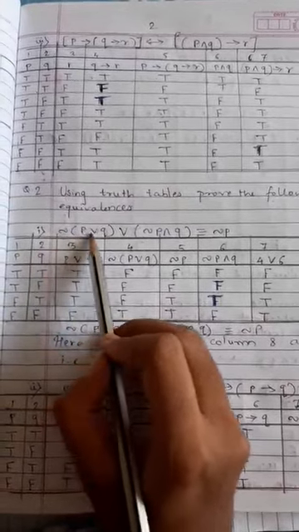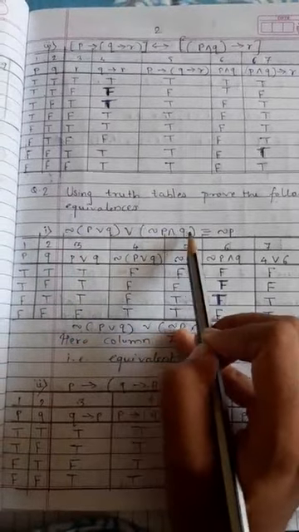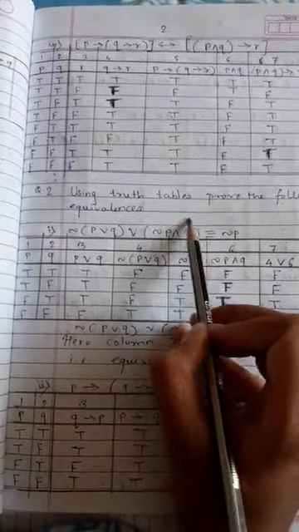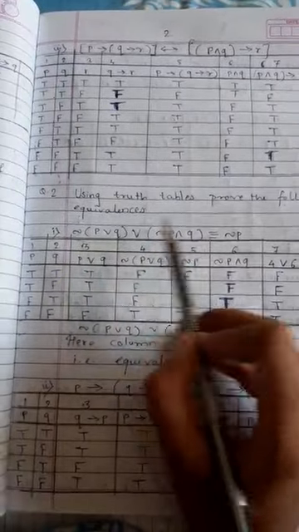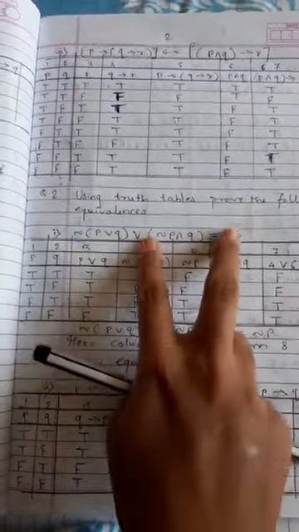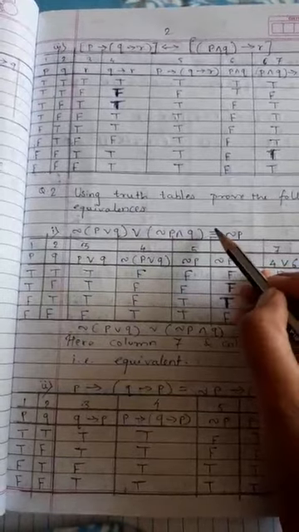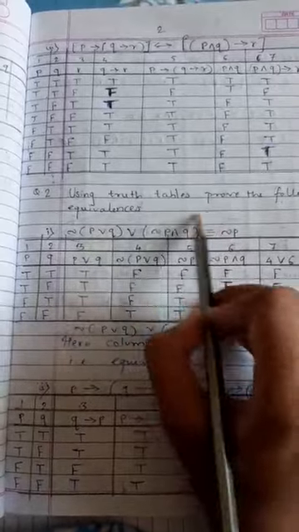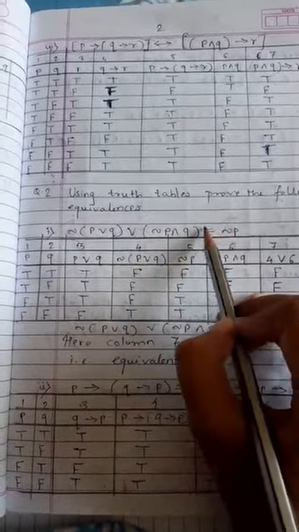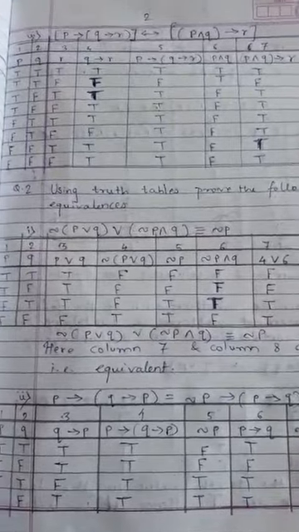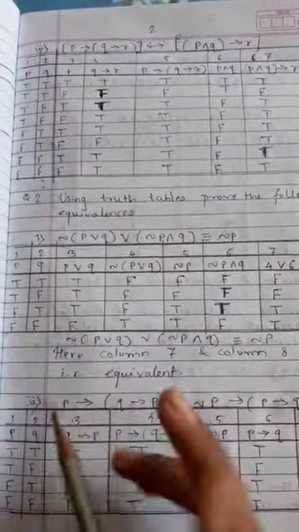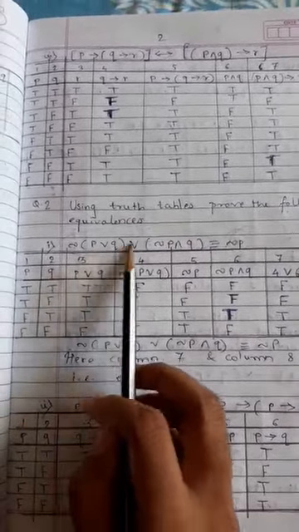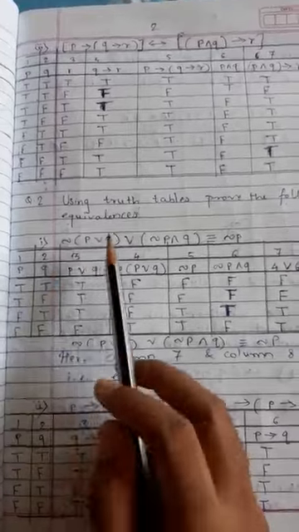Negation of (P or Q), or negation P and Q, is equivalent to negation P. It means you have to show that this statement pattern and this statement pattern are both equal, so that we can say they are equivalent. We have to show this and this are equal, so that we can prove the statement pattern equivalence. P and Q are as usual, because R is not there, so we are going to take 4 entries only.